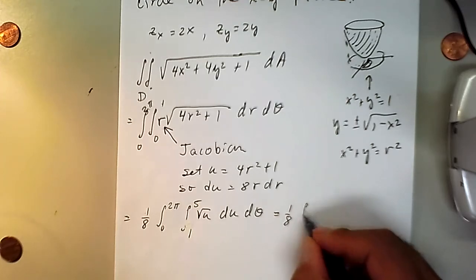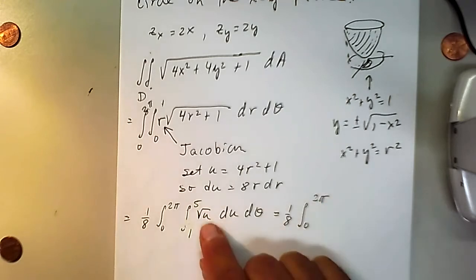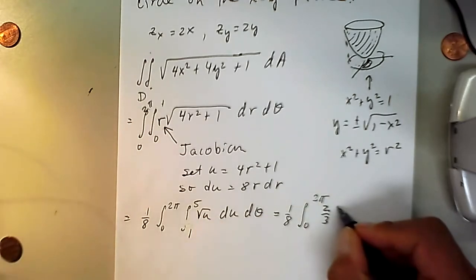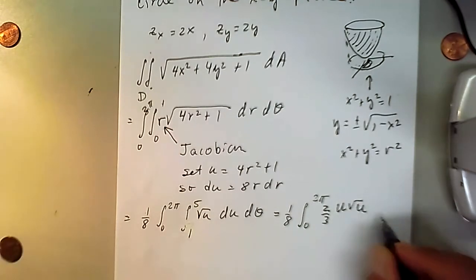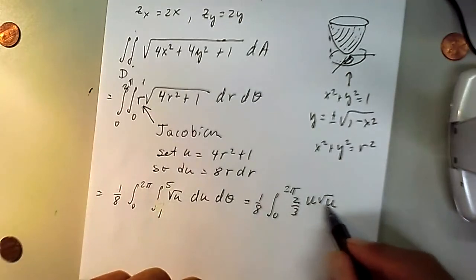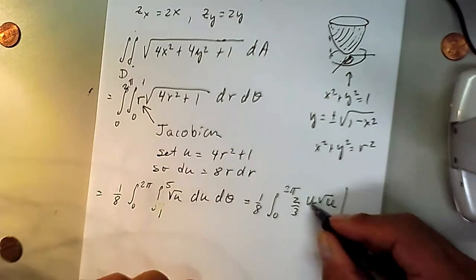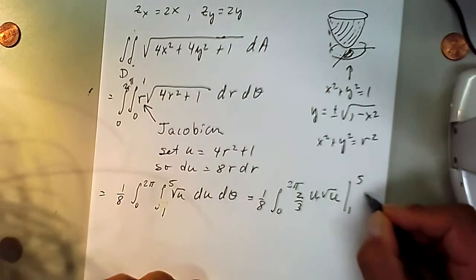1/8 integral from 0 to 2 pi of, well, that's going to be u to the 1/2. Integrate that, and that gives us u to the 3/2 over 3/2, 2/3 u to the 3/2, which is the same thing as u square root of u. Oftentimes I write u square root of u for u to the 3/2, same thing. I think it looks a lot better this way. I would prefer if you did that too in your problems, from 1 to 5 d theta.